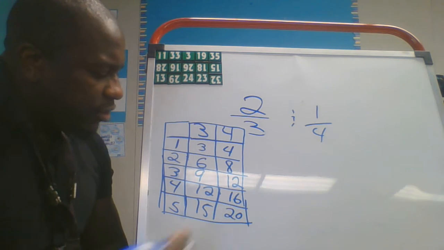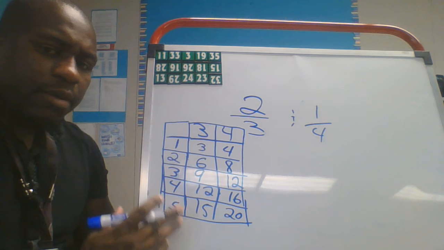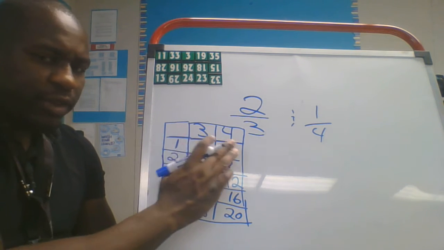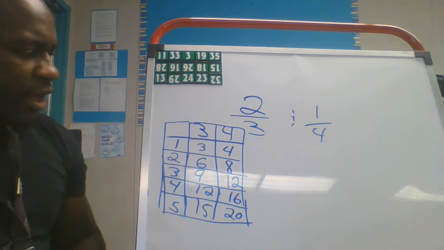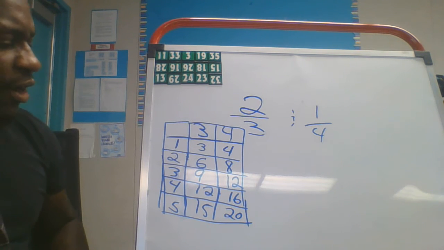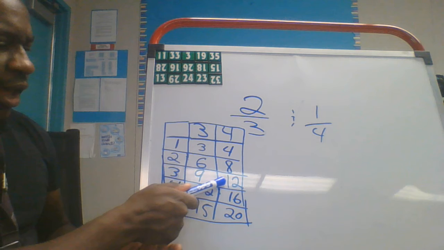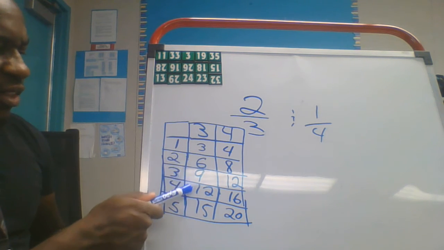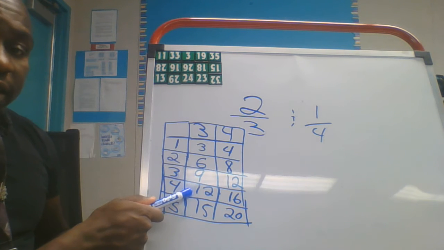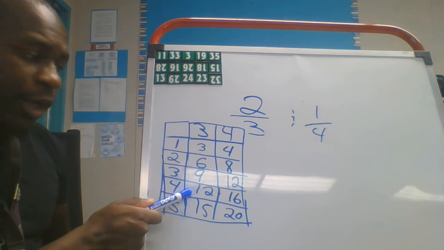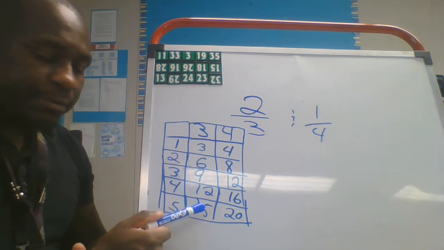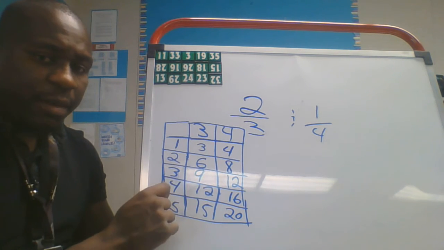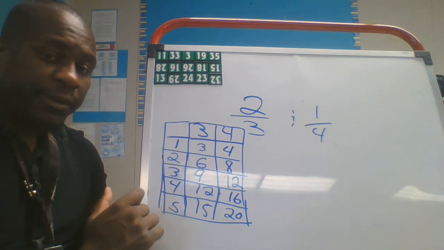20. So now that I have a few multiples here, I'm going to look and see, is there any number that's the same in both lists? And if you're looking carefully, you're going to see that there's a 12 here and there's a 12 here. And there's no other numbers before that are the same. So this is the smallest multiple that 3 and 4 both share. Okay? So again, 12 is the smallest number that 3 and 4 both share.